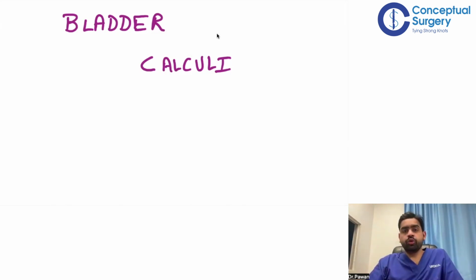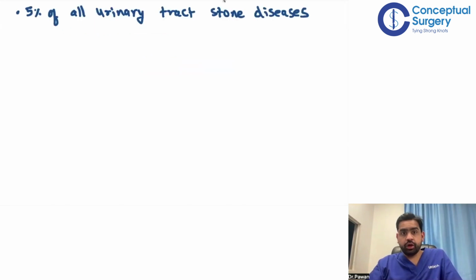Okay, so today I'm going to talk about bladder calculi. Around 5% of all urinary tract stone disease is present inside the bladder. Inside the urinary system, stones can happen either in the kidney, in the ureter, or in the urinary bladder. So around 5% of all urinary tract stone diseases occur inside the urinary bladder. That is what you need to understand.